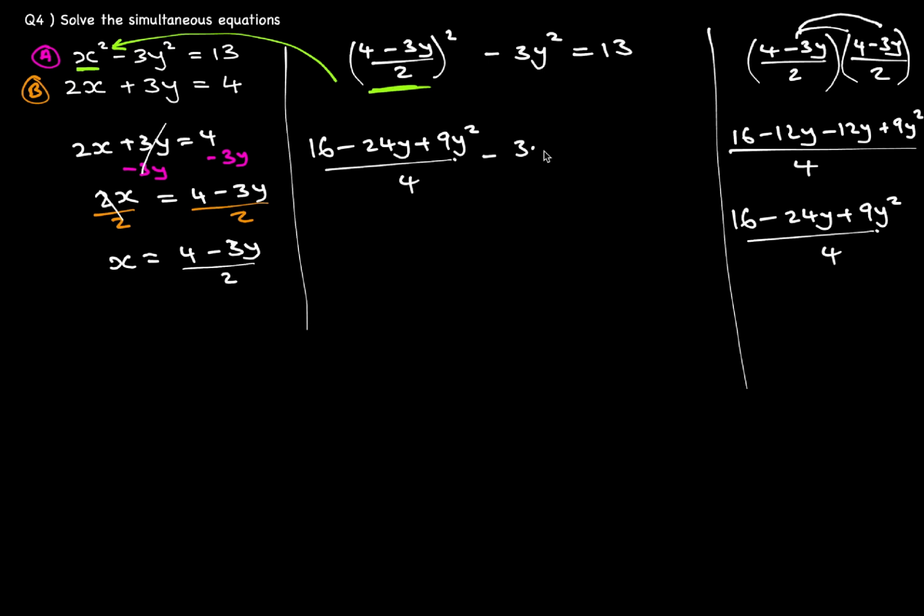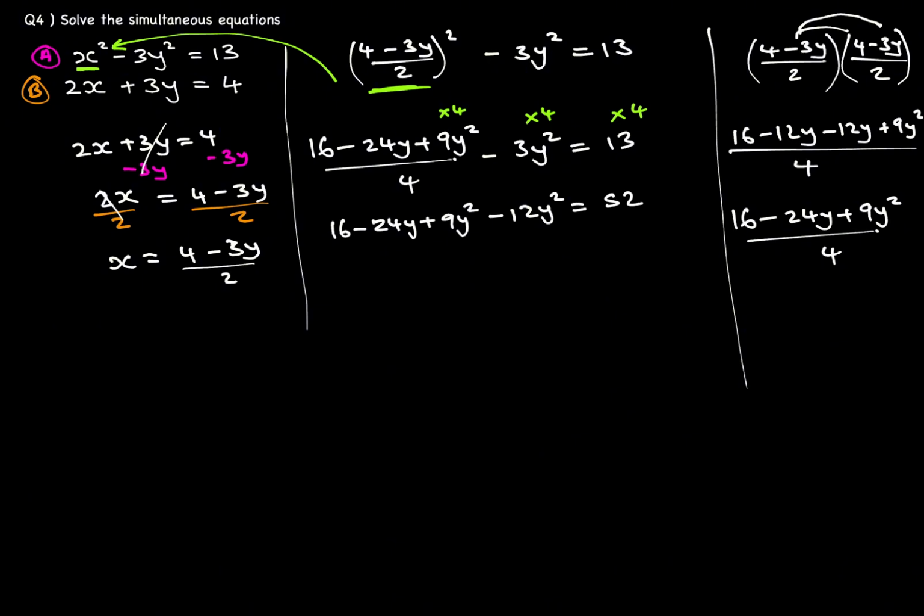I'm going to continue here. Minus 3y squared is equal to 13. General rule with algebraic fractions, get rid of the denominator. At this point, it might be worthwhile saying, check out my algebraic fractions video. I'm going to multiply this term by 4, this term by 4, and this term by 4. So if I continue here, I'm going to have 16 minus 24y plus 9y squared, because the fraction is going to be cancelled out by the multiply by 4. Minus 3y squared multiplied by 4 is minus 12y squared, and then I'm going to have 13 times 4, which is 52.